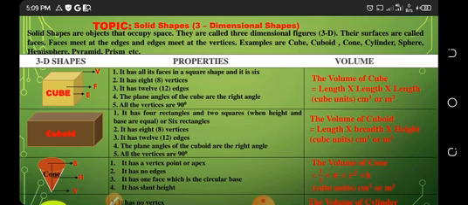Now, what is the formula for the volume of a cube? The volume of a cube equals length times length times length. Why? Because all its sides are equal.